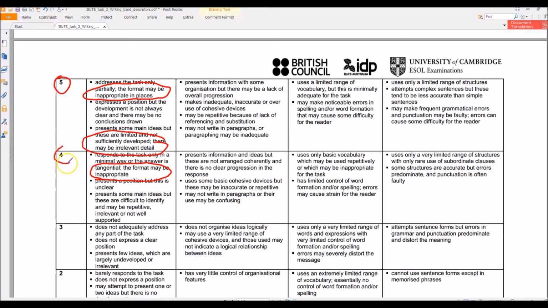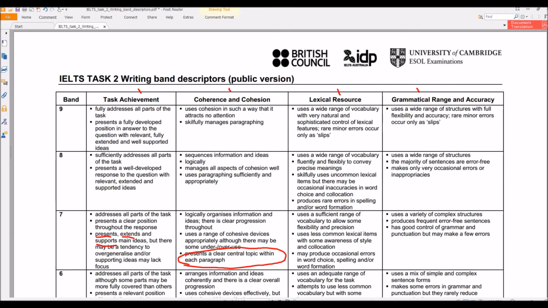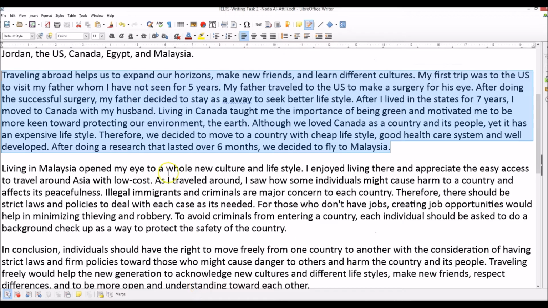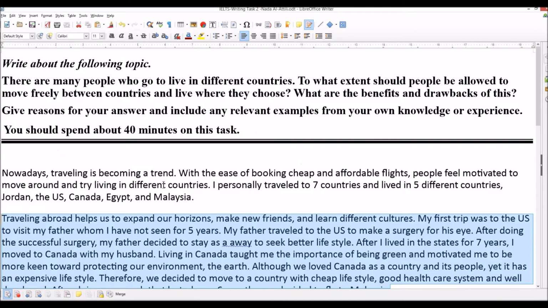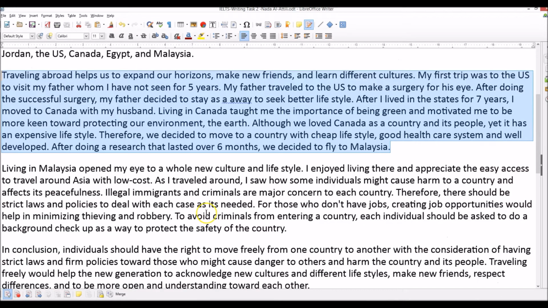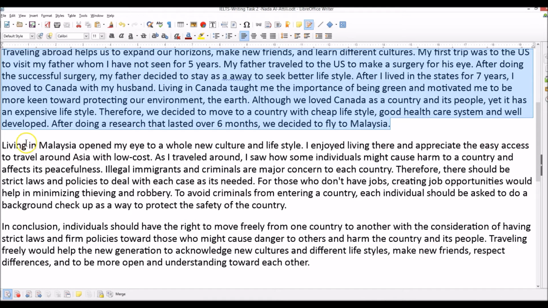you're looking at 5 and 4. So not very good. So let's take a look back at it again. So, okay. Then paragraph number 3, we should be talking about what are the benefits and the drawbacks. What is good and bad. So living in Malaysia, I enjoyed living. So we have some examples here.